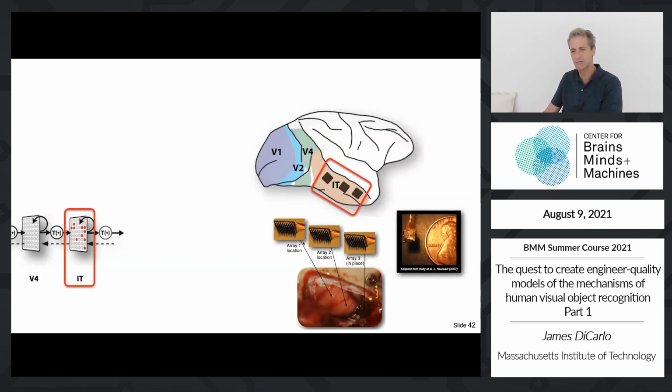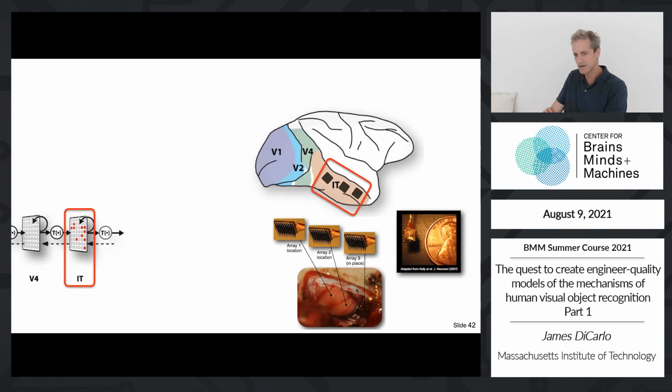We do this in IT cortex, and we do this not just for single sites like I've been showing you, but typically in our group we put in multiple arrays where we can record hundreds of sites simultaneously. Remember, there are millions of neurons in IT, so we can't record them all. We take samples of about hundreds, or about thousands when we record over many animals.